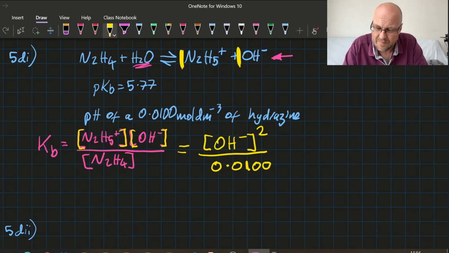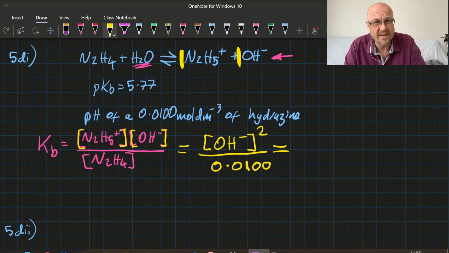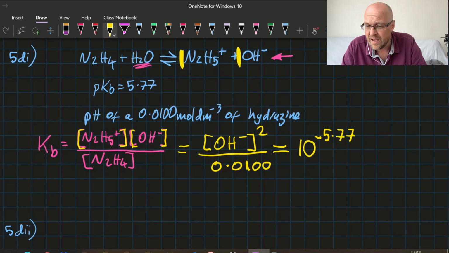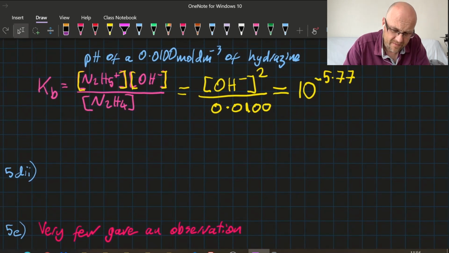Now my value for Kb, do they give me Kb? No, they give me pKb. So the pKb is 5.77, so Kb is 10 to the minus 5.77. Nasty. Well, let's work out the concentration of OH minus.